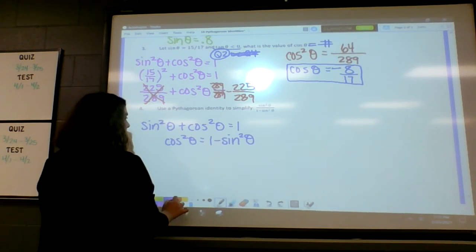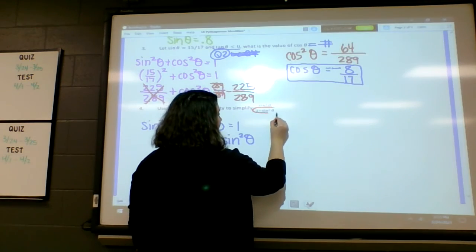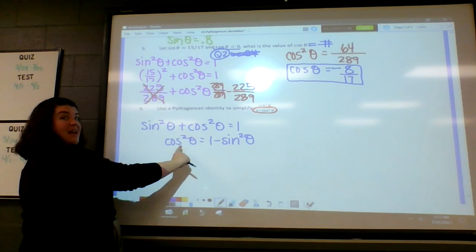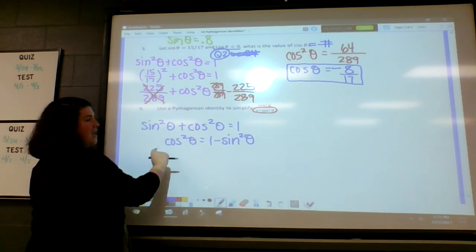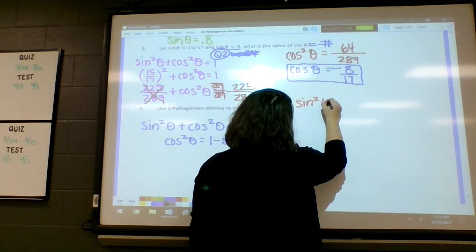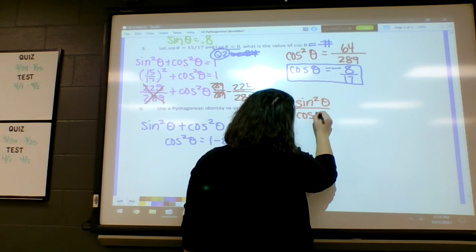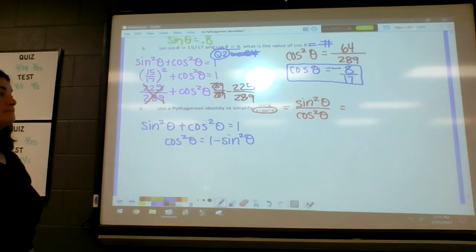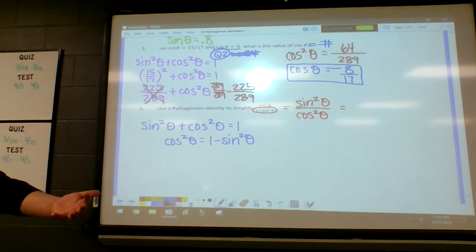Now what we're going to do is a substitution. We're going to replace the 1 minus sine squared in the denominator with what 1 minus sine squared equals, and it equals cosine squared. So this becomes sine squared of theta over cosine squared of theta. So already we're simpler, right?